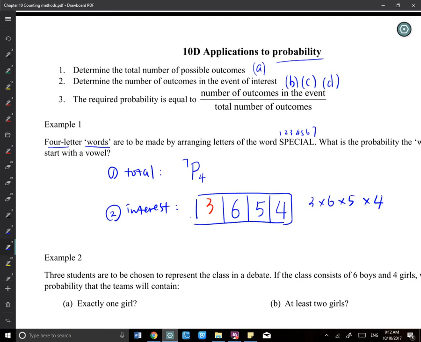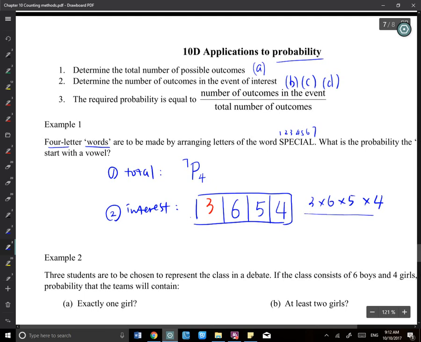Okay, so I must start from a vowel. There are 3 choices I can put. And then for the second box, because I already selected one vowel to put in the front, I only have 6 selections for the next. And 5 and 4. So that's the number of ways of interest.